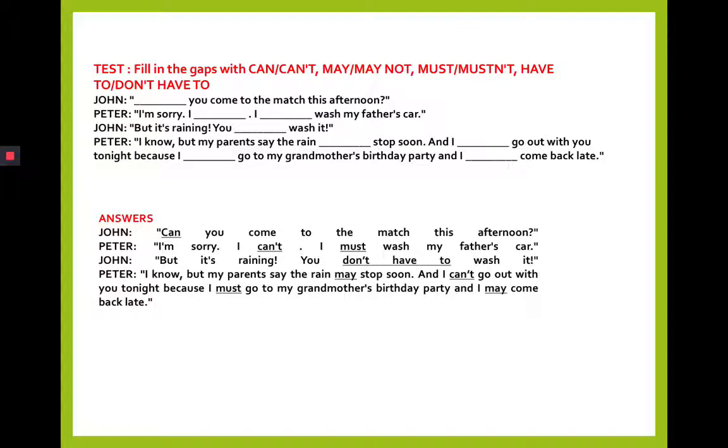So yeah, by using modals, you make it sound soft, right? Even while rejecting and so on, it is not too direct.